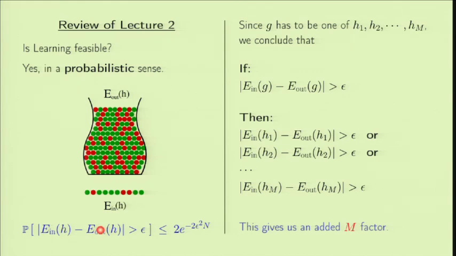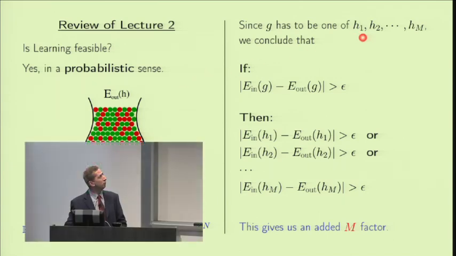That was the basic building block, but then we realized that this applies to a single bin, and a single bin corresponds to a single hypothesis. So now we go for a case where we have a full model, H1 up to HM, and we take the simple case of a finite hypothesis set, and we ask ourselves what would apply in this case.